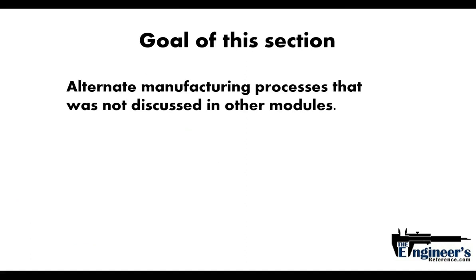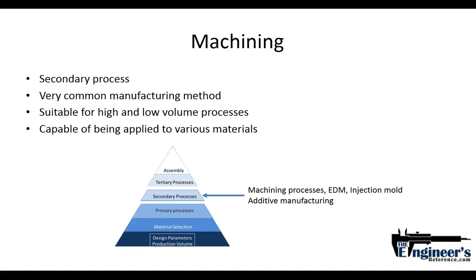So again, the goal of this section, what I want you to take away from this module before your final project is due, is alternate manufacturing processes that we didn't discuss before. So now you've got a bigger toolbox that you can work with. What I'm going to do is go over some of the advantages, some of the disadvantages, and then give you some examples, some applications of these alternative processes and why you would even want to use them.